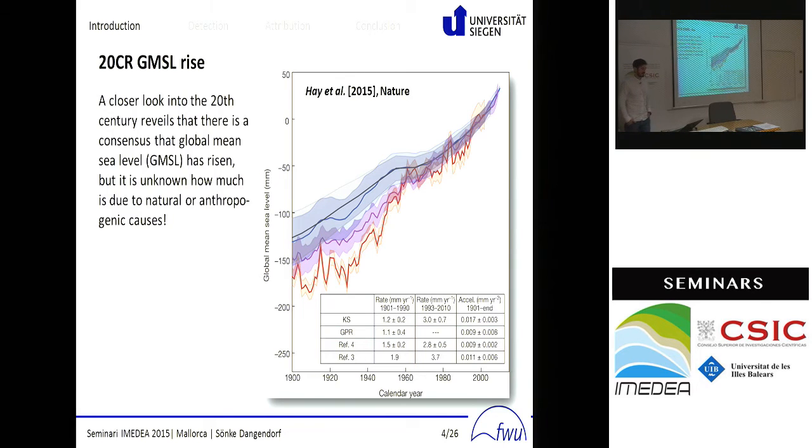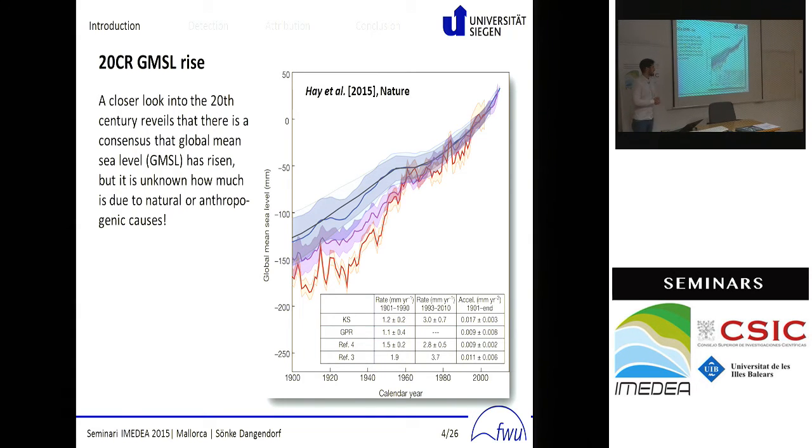We can also have a closer look into these last 100 years and look into direct observations. When we look at sea level, the only measurement we have over the 20th century are tide gauges, and these tide gauges are located along the coastlines. These give us information how sea level has developed over the past 100 to 150 years.